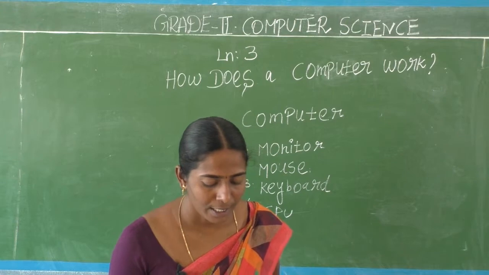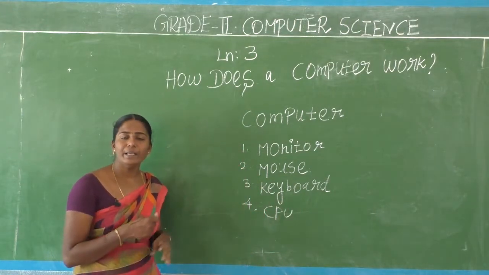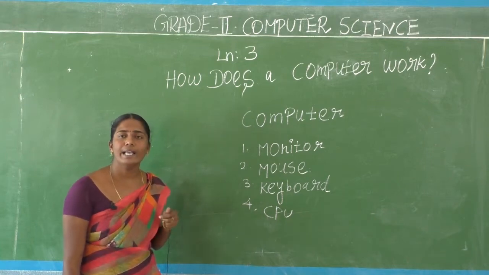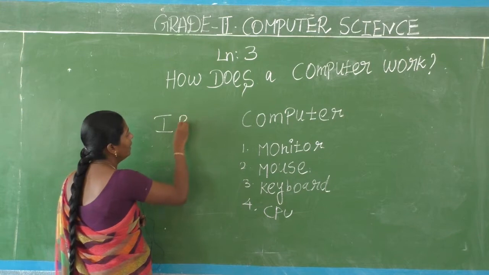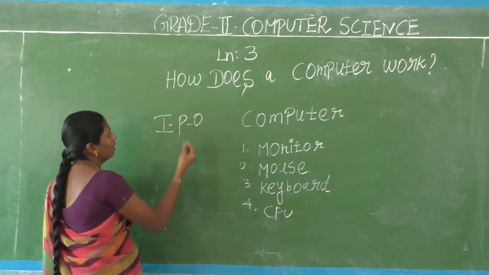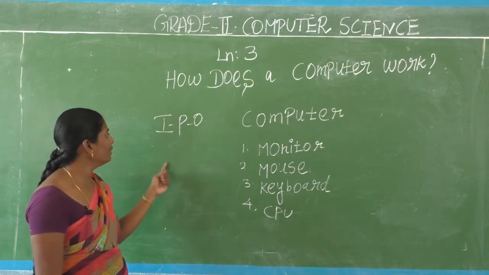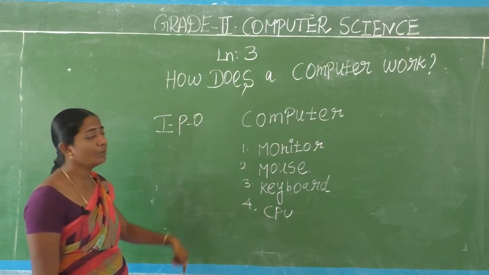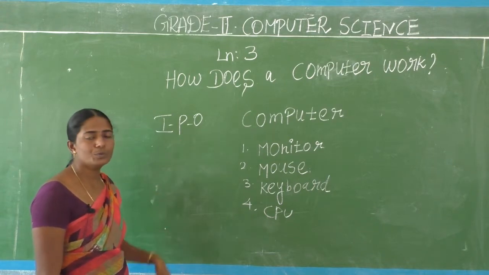Okay children, here in this chapter, a very very important one, IPO. What is this? IPO. I means input, P means process, O means output. What is this? Input, process, output.